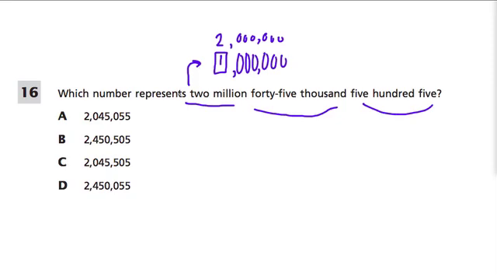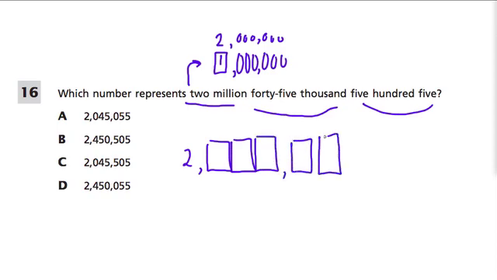So to start, this number has to have a 2 followed by 6 zeros or 6 digits. We don't know what the digits are necessarily, but they could be zeros. But the point is that whatever the digits are, there are 6 of them after the 2. That's how you can recognize the millions place value, either by counting 6 zeros, like we have up here, or just 6 digits. Now the next thing is 45,000.